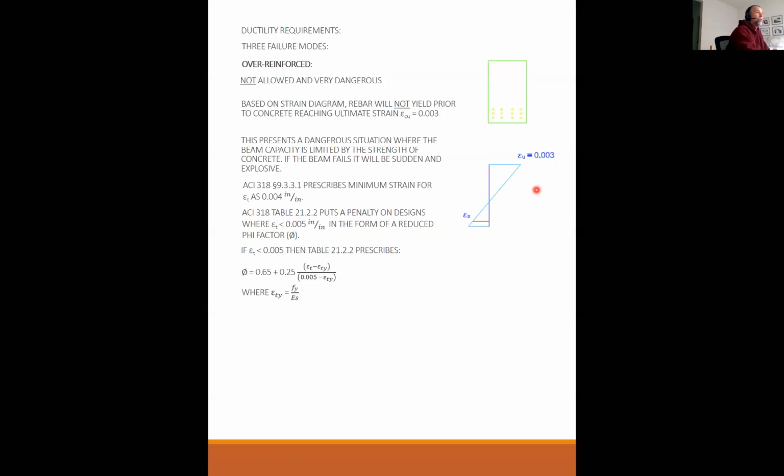Okay. So that's the philosophy. That's the goal of what we're trying to do. How the code makes you do that is you have to check epsilon sub t. When you check epsilon sub t, if it is more than 0.005, then your phi is 0.9. But if it is less than 0.005, but more than 0.004, then you use this equation, which is a linear interpolation, to get your phi factor. And thirdly, if it is below 0.004, your beam is not okay. You have to start over with a new design. The code will not allow you to do what you're trying to do.